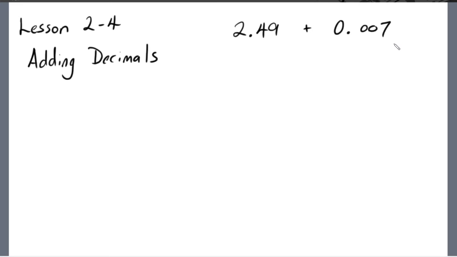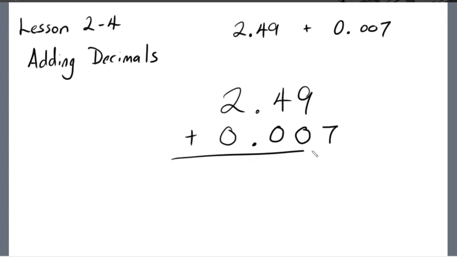We learned in lesson 2-3 when we add decimals, we have to make sure that we line them up using their decimal points. So if we have 2 and 49 hundredths, we see that 0 and 7 thousandths also has a decimal point we can use. So we're going to use that decimal point and fill in the numbers so that the place values stay the same. Now, there's another rule that we talked about, and it's to make sure that we have these zeros filled in. So we have this nice box shape like we did when we were comparing decimals.